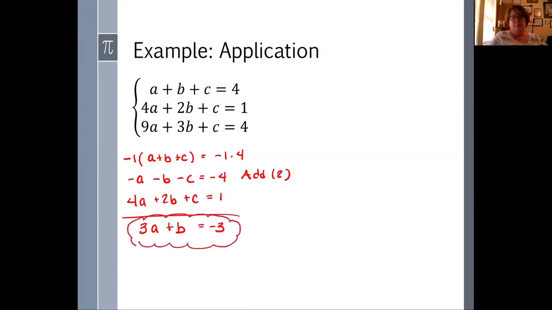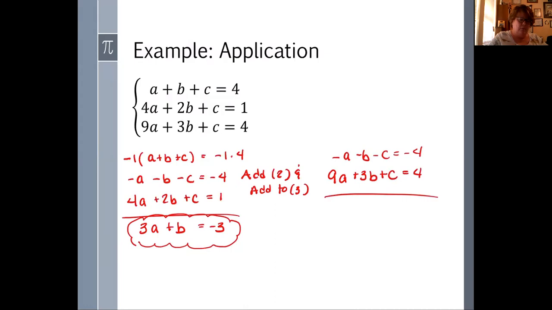Now I'm going to add that equation that I multiplied by -1 to equation 3. Okay, so I had -A minus B minus C equals -4, and I'm going to add that to equation 3. And again, I'm going to eliminate C. 9A minus A is 8A. 3B minus B is 2B. C minus C is 0. 4 minus 4 is 0.